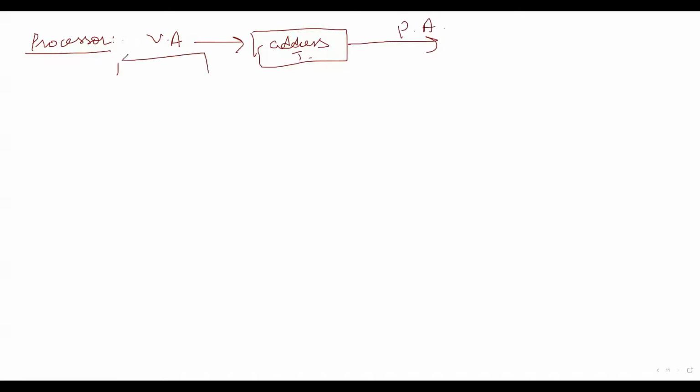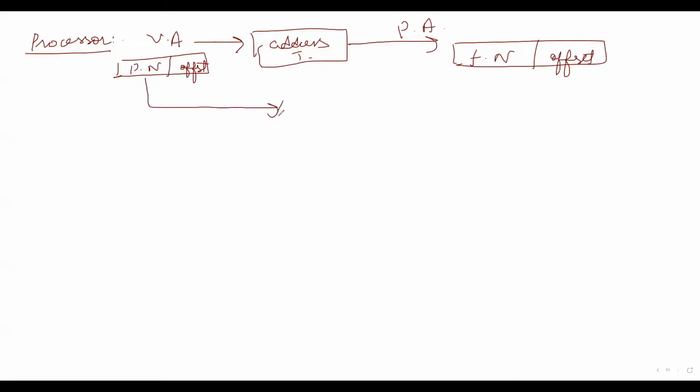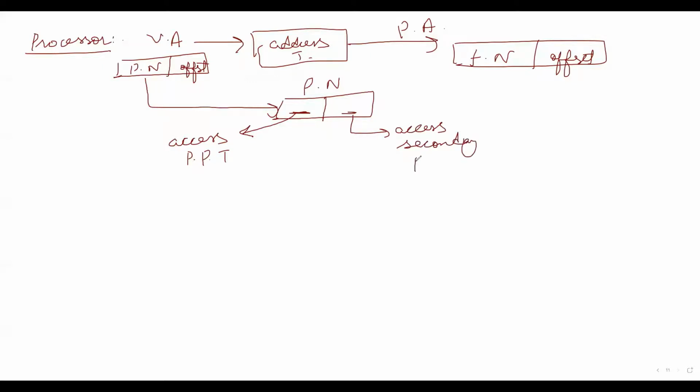Okay, so the virtual address has 2 parts: this is the page number and this is the offset. And the physical address has 2 parts, frame number and offset. So what is the translation unit doing? From this virtual address, the address translation unit will take the page number, and it will divide this page number into 2 parts. This part will access the primary page table, and this part is used to access the secondary page table.